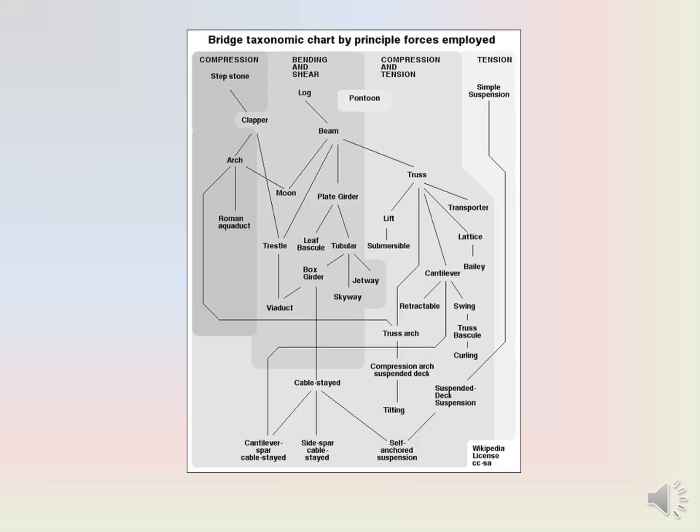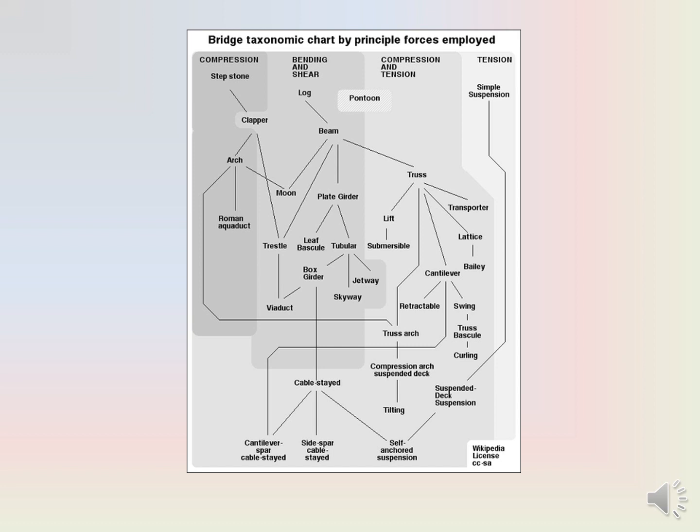Now we can see the bridge taxonomic chart by principal forces employed. If the principal force employed is compression, we can go for the arch type bridge and Roman aqueduct, and again truss arch, and again arch in the form of moon or clappers, trestle. When the principal force employed is bending and shear, we can go for beam.